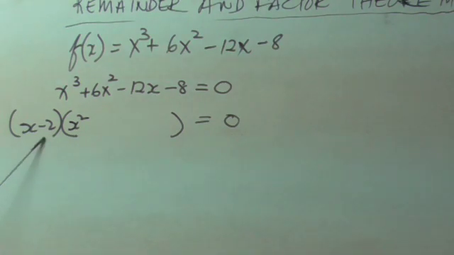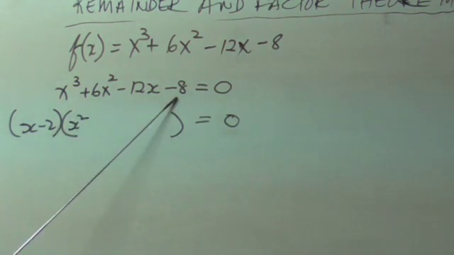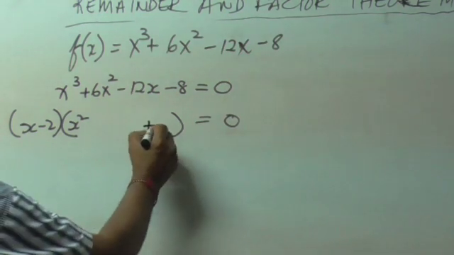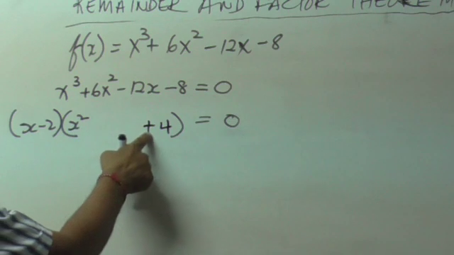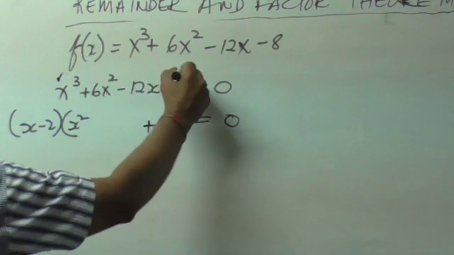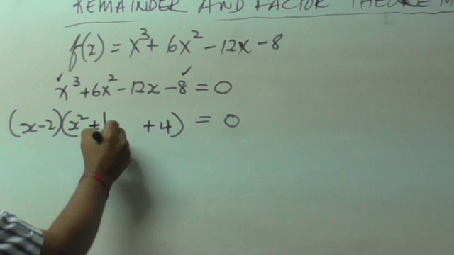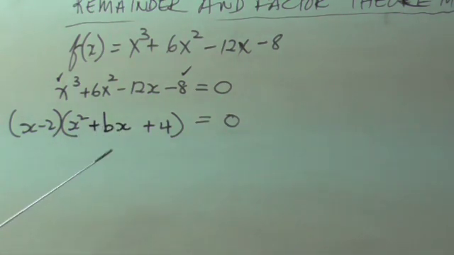Now, if this is minus 2 and that is minus 8, then the number here must be 4, because minus 2 times 4 will give you minus 8. So we know how to get those two. Now what's left is for us to find the middle term, so we just write bx here.